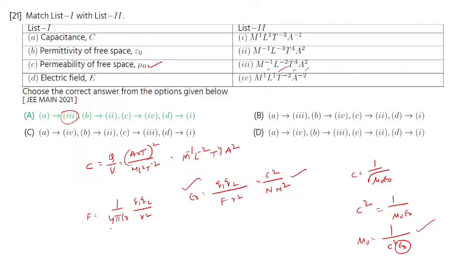Okay, electric field, very simple. Electric field is F by Q. F is force, which is M L T power minus 2. Q we can write even as A T, right? So automatically you will get the formula for the dimensions of electric field also, like M L T power minus 3 A power minus 1, right?